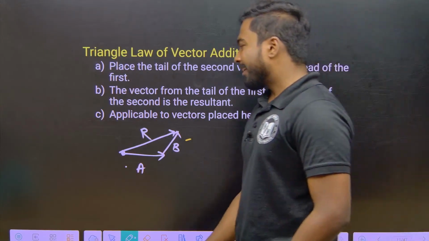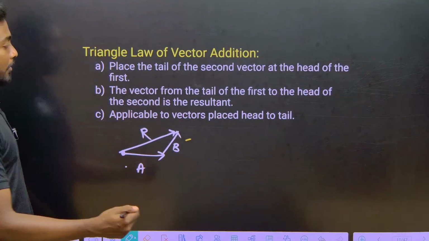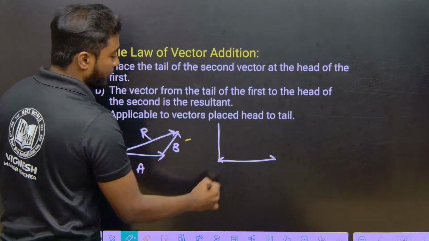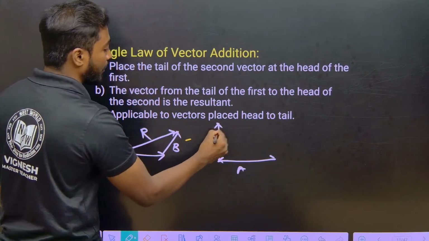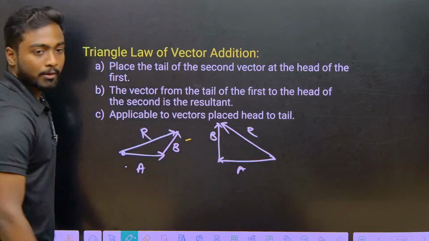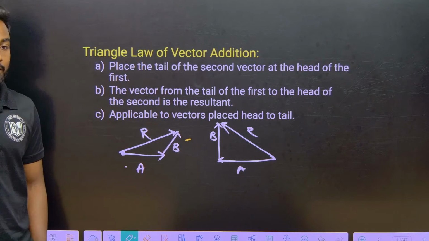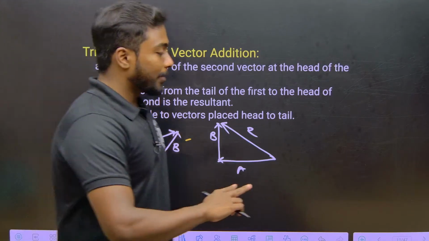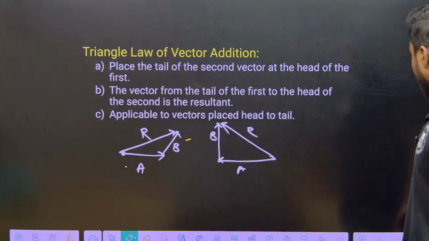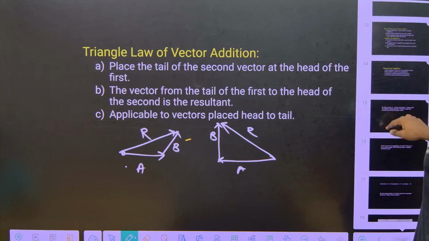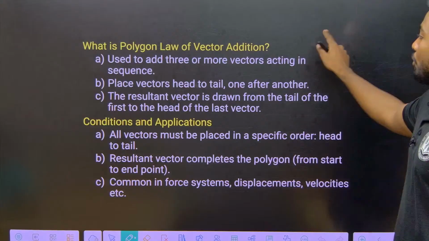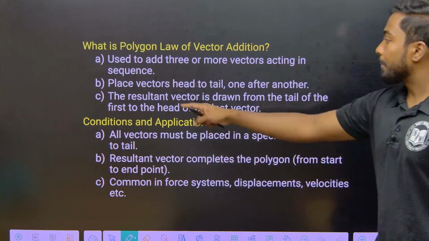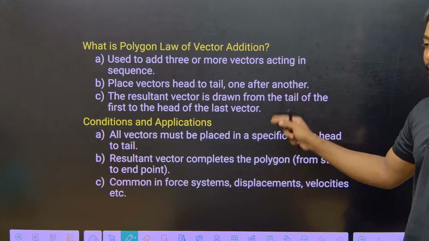Here also I can use the same formula. If this is my A vector, this is my B vector, and this is my resultant vector, then in most cases a right angle triangle will be there. So when two vectors are there, I can use the triangle law, but for more than two I can use the polygon law, used to add three or more vectors acting in sequence. Place the vectors head to tail, one after another.